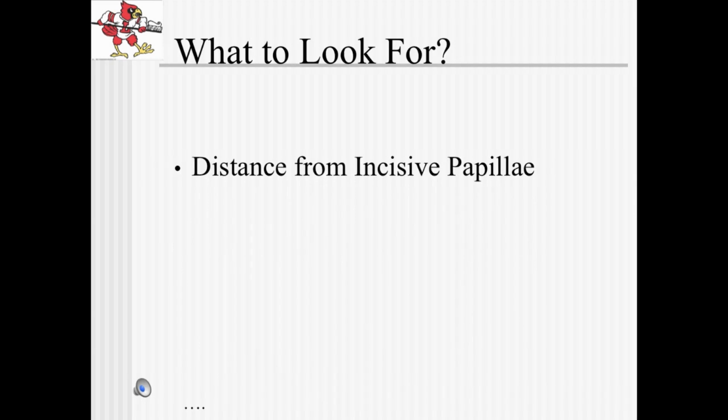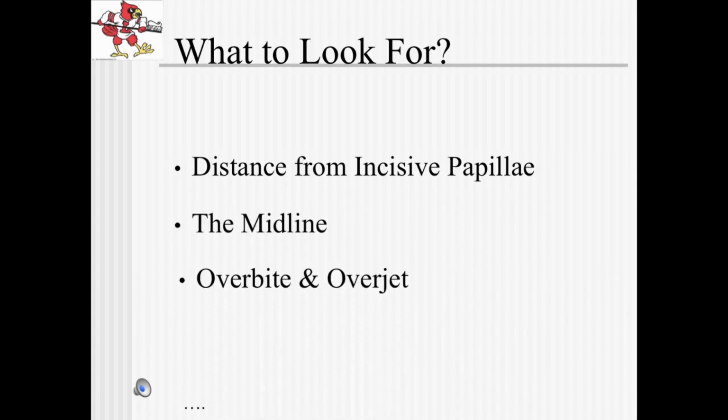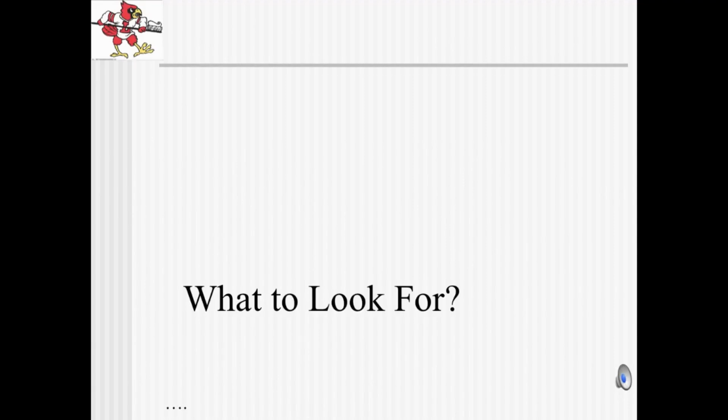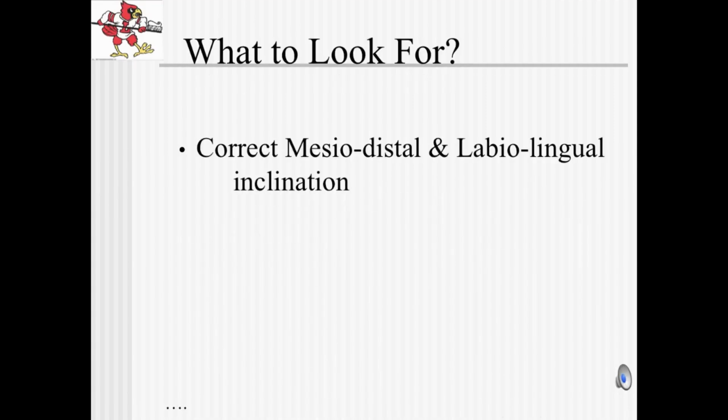What are we going to look for, or what are the things that are important when we're considering where to set anterior teeth? They are the distance from the incisive papillae, the midline, the overbite or overjet, the arch form. We'll also be looking at the correct mesial-distal and labiolingual inclination of the tooth when we set it.